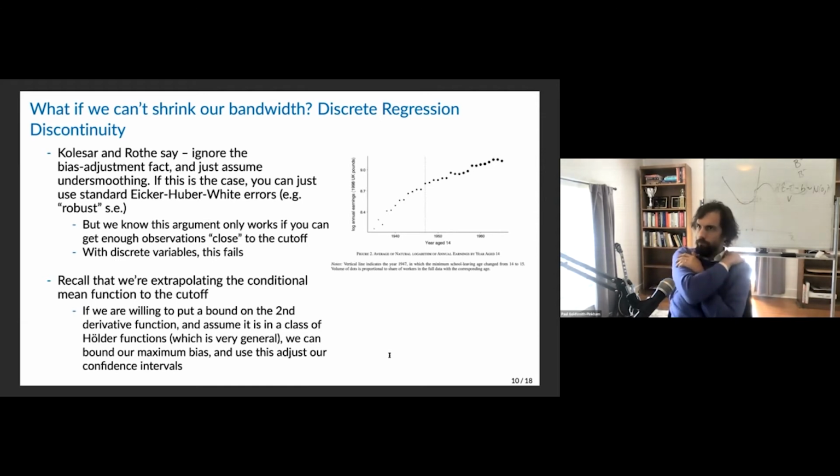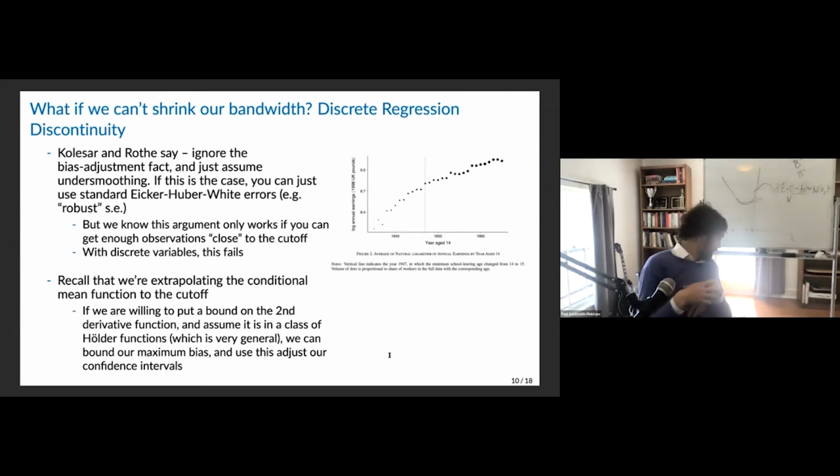So Kolesár and Rothe say, all right, forget about this. We just had this whole debate about bias adjustment versus undersmoothing. They say, forget about that. That's fine and good, but in the continuous case you always have this trade-off at least. You can get closer than the mean squared error optimal bandwidth, you can undersmooth more and just ignore this issue, and then it's always appropriate to just use the standard Eicker-Huber-White robust standard errors. But this argument only really works if you can get enough observations close to the cutoff. And with discrete variables, it basically fails.